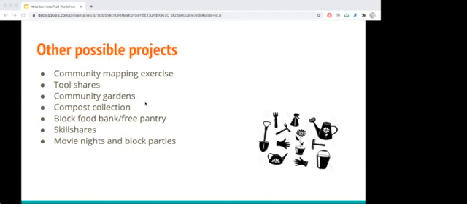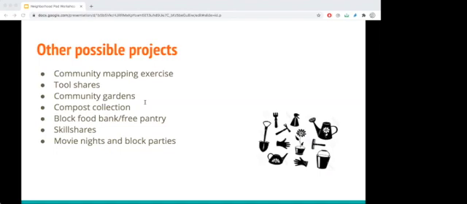Compost collection. That could look like a communal compost area where people just go and put their compostable materials in voluntarily. Or maybe somebody has volunteered to go door to door with a list of acceptable compost items and ask their neighbors for them. Or maybe there's a designated person whose house people go to and drop their compost off. It could look like that.